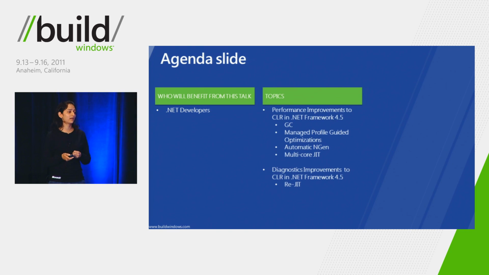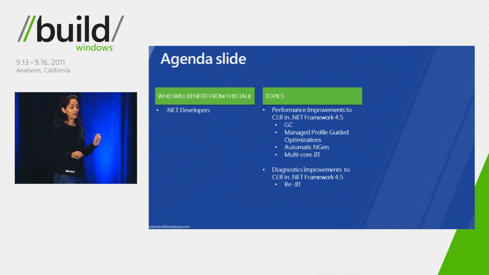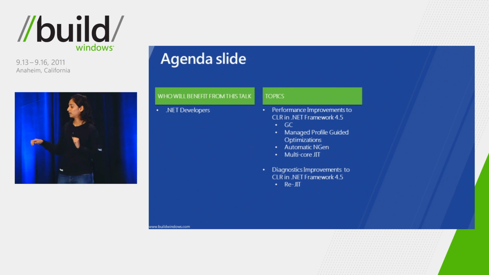And if there was any kind of theme for today's talk, it's performance, performance, performance. We're going to spend a lot of time today looking at some of the performance improvements that we've made to help some of your .NET apps just run faster, use less memory, and have faster startup time. And we'll also spend time towards the end looking at a pretty cool diagnostics feature that we built in 4.5.